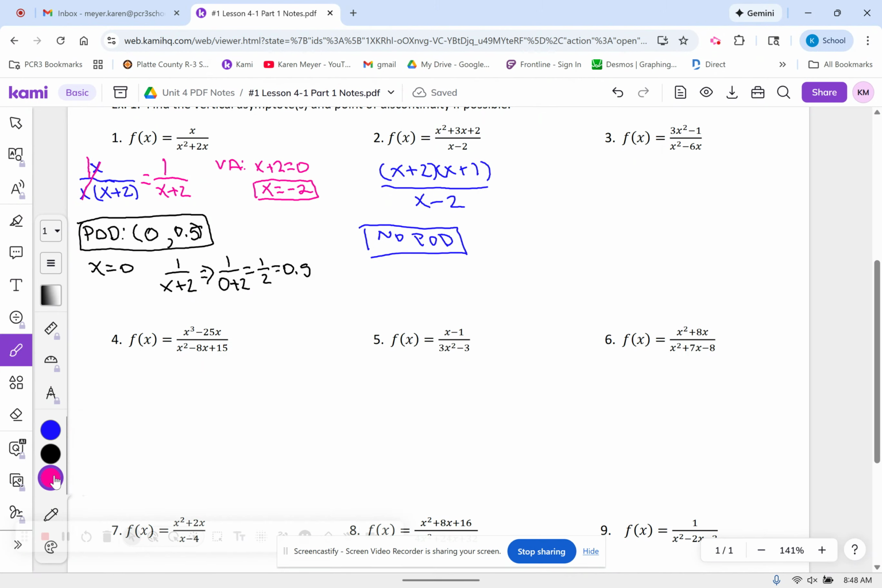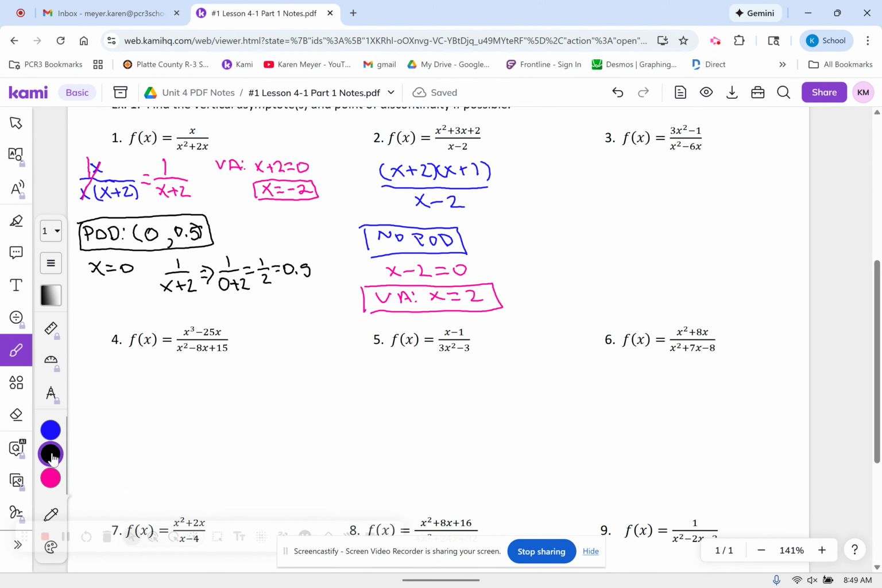So then for the vertical asymptote, you just look at what you have on the bottom. So then I'm going to take X minus 2 and set it equal to 0. And then if I solve that, I move -2 over, it becomes +2. So the vertical asymptote is X equals 2. Done.